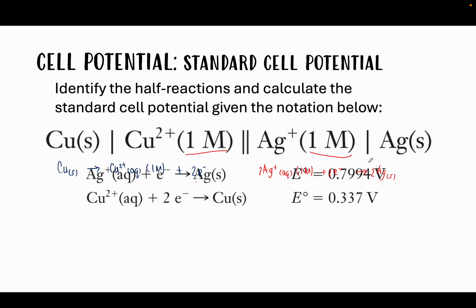Then from the table of values, take note that whatever coefficient you multiply does not affect the value of the standard cell potential or standard reduction potential. And looking at our half reactions, we know that this is the oxidation, right? So this is oxidation.